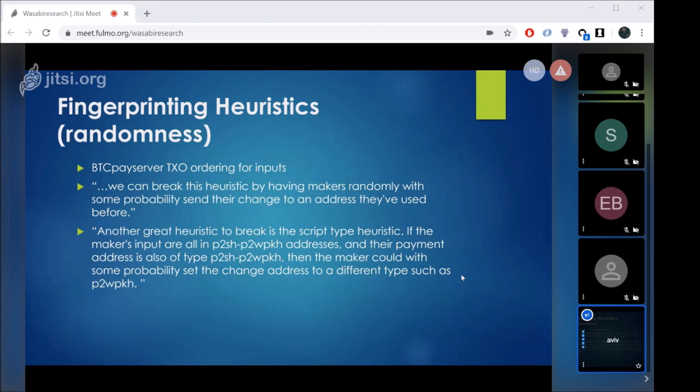It's looking similar to what other people are doing. So another great heuristic he attacks is the script type heuristic. He says, why don't we just purposefully make the address format we use look like the address format of the rest of the network? And this is also quite clever, although there's some downside of not using the most efficient address format because that results in higher fees.